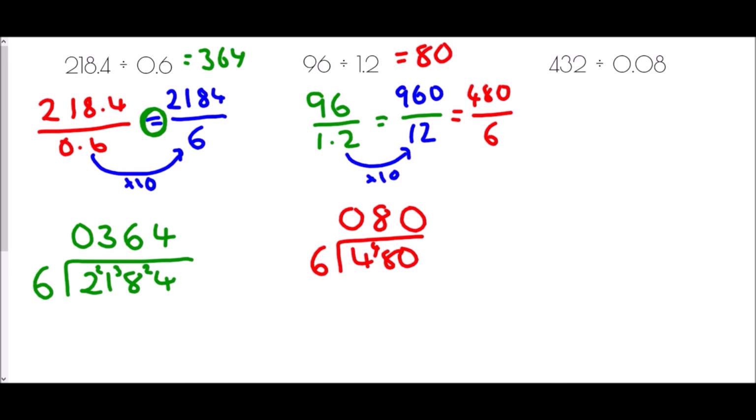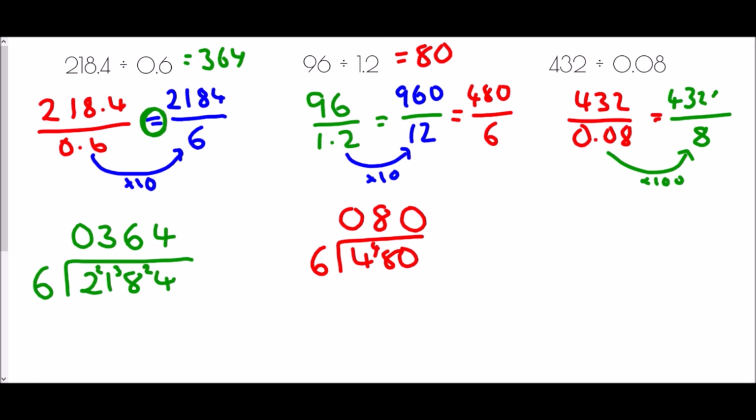In the last case, we've got 432 divided by 0.08. Now if we think about this one as a fraction, if I need to make the bottom number a whole number, well, I need to make it 8. In this case, that is multiplying by 100. And so I need to do the same at the top. It'll be 43200. And so now, when I do my division, it's how many 8s go into 43,200.